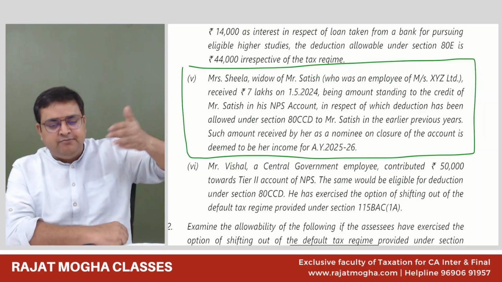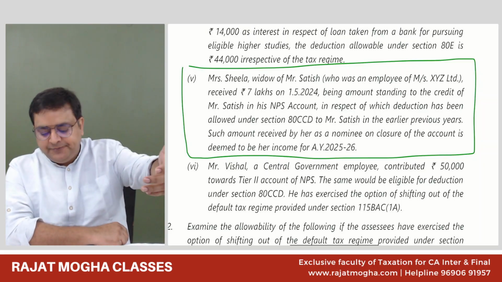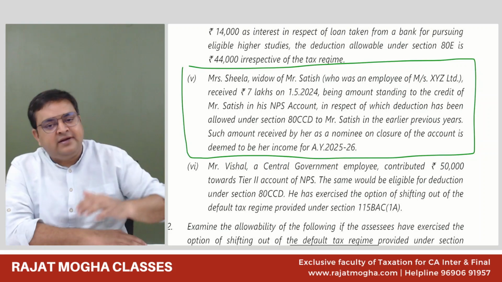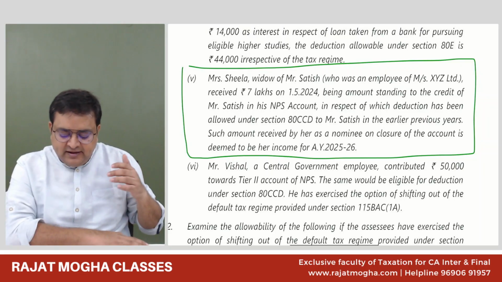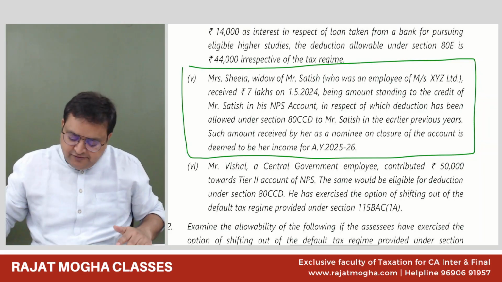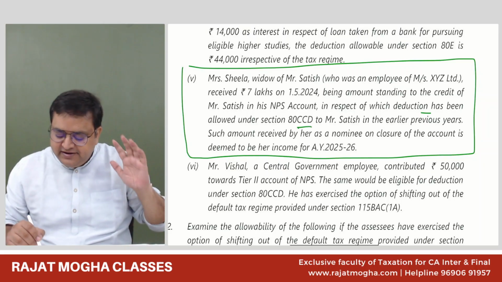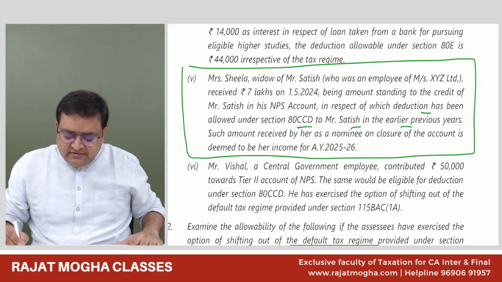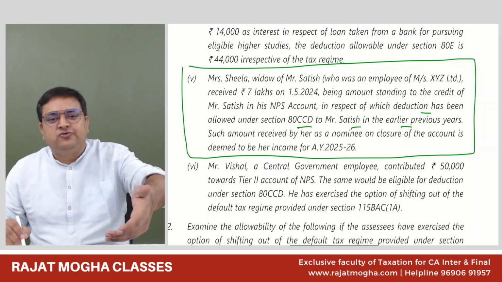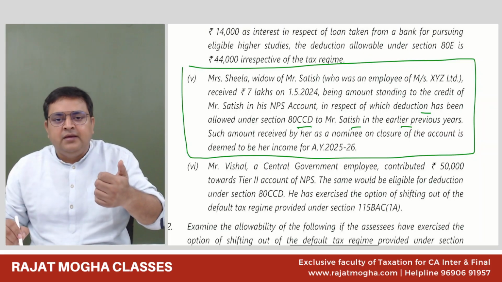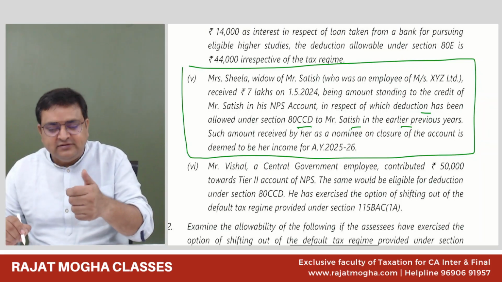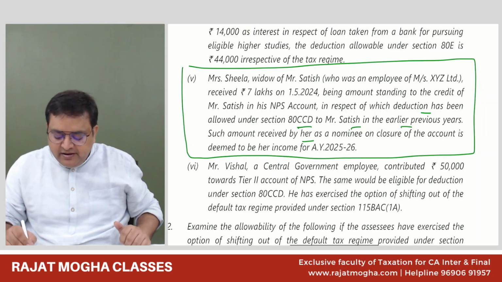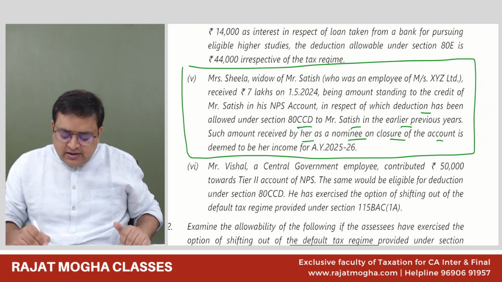So Satish was an employee, but unfortunately he died. And he has 7 lakh rupees credit in his NPS account. Now it has been received by Sheila, his wife. In respect of which deduction has been allowed under 80CCD in earlier years to Satish. Whenever he was contributing, and his employer was contributing, they were taking the deduction, but this amount was getting deposited in NPS. And right now, this amount is 7 lakh rupees. Such amount is received by her as a nominee on the closure of the account, deemed to be her income.